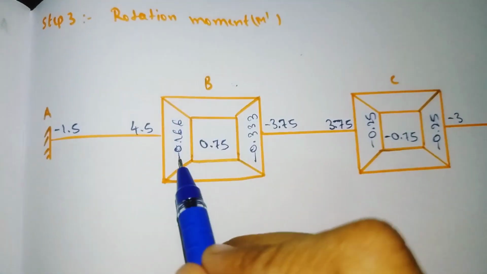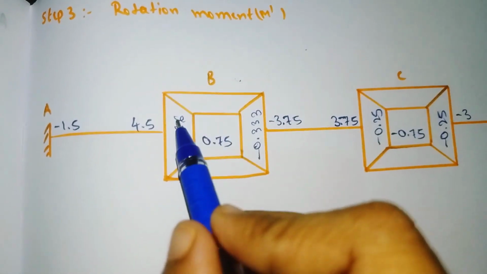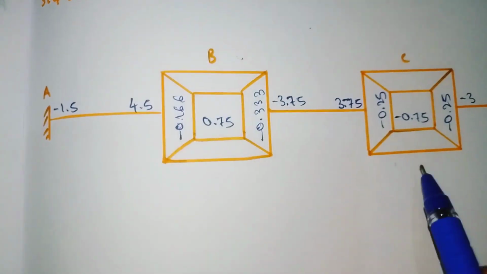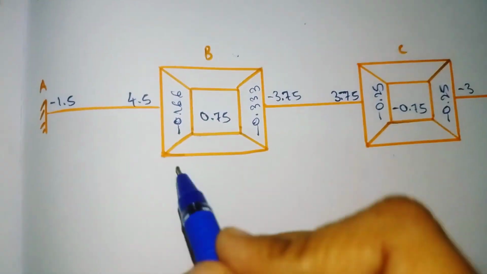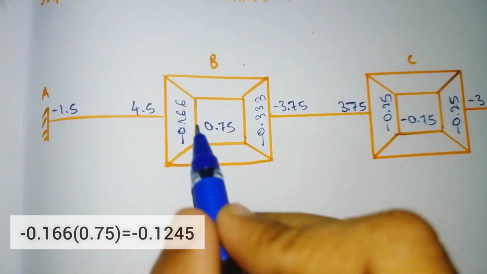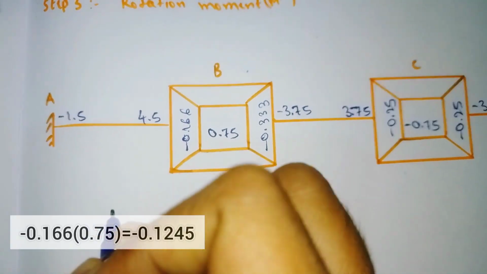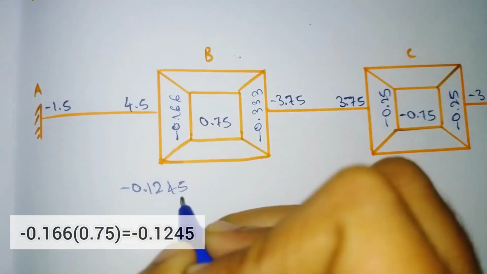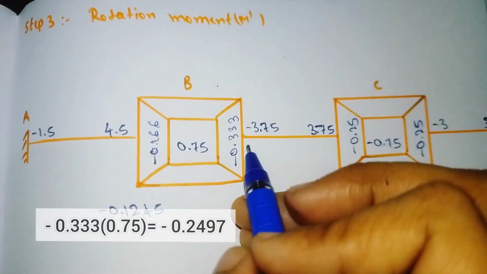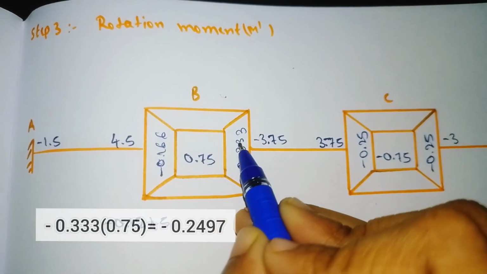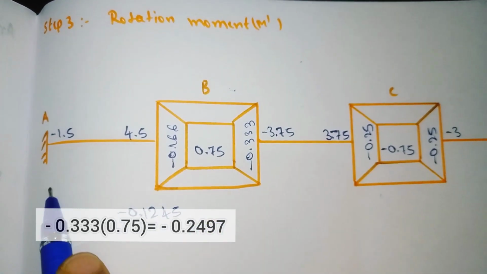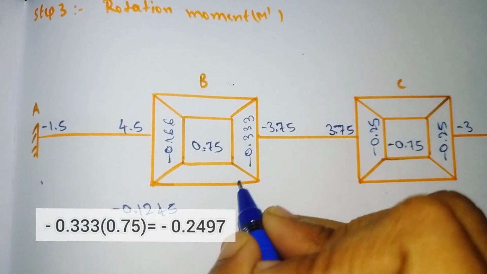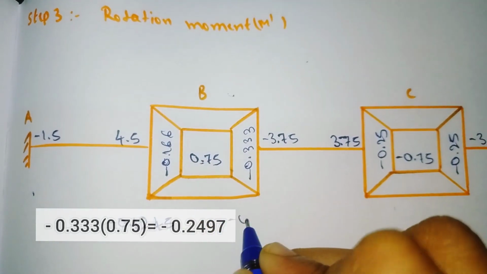Next, we have to add minus 0.166 into 0.75 plus this foreign moment. Initially we take the foreign moment as 0. So only add these two, minus 0.166 into 0.75. It will come out as minus 0.1245. Similarly for BC, minus 0.333 into 0.75. For this value and this value, which is 0, only add these two. It will come out as minus 0.2497.